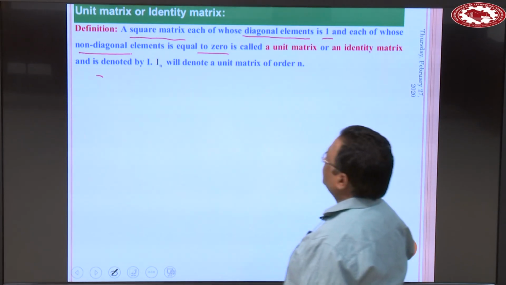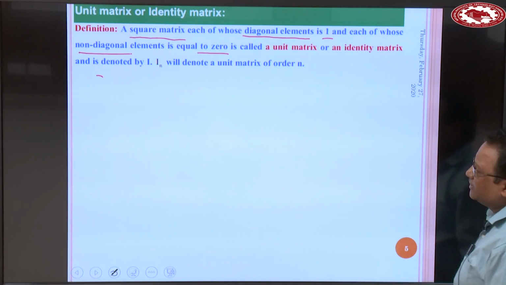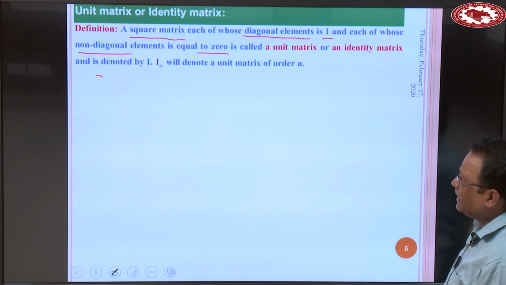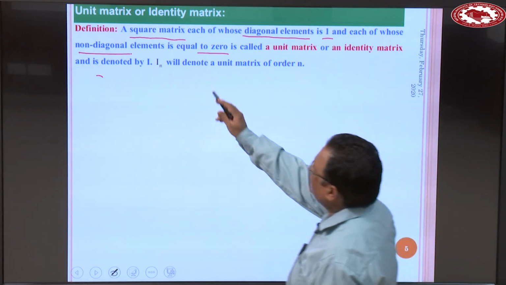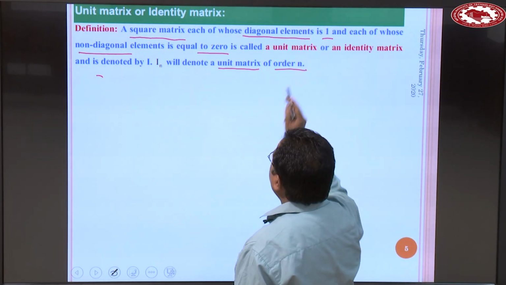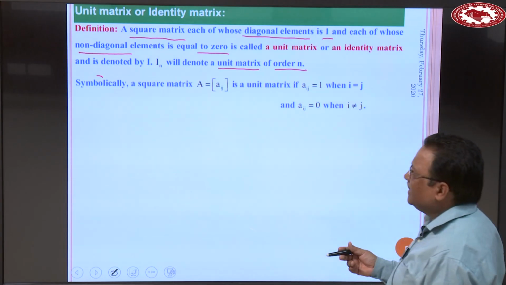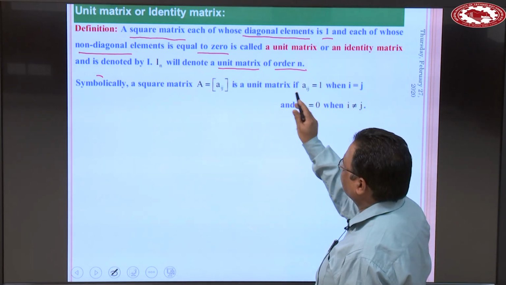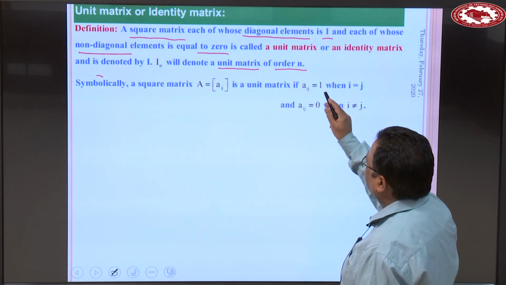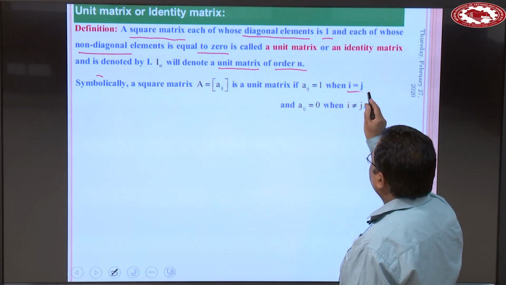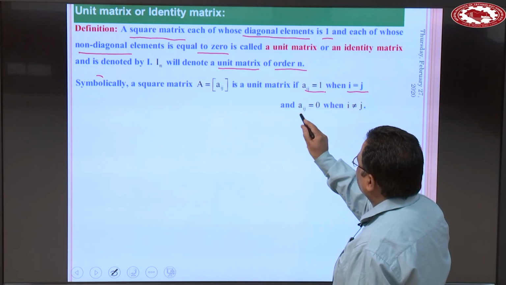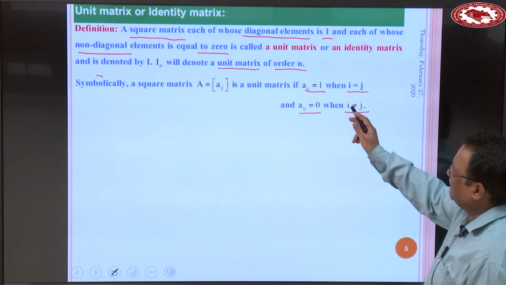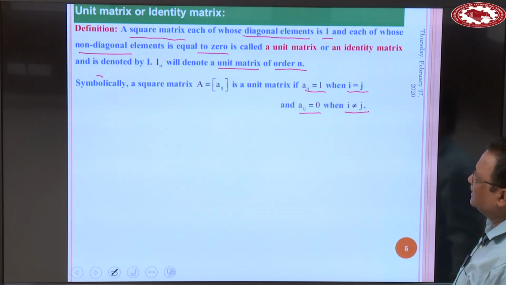Such a matrix is called a unit matrix or an identity matrix and is denoted by capital I. So, In will denote the unit matrix of order n. Symbolically, a square matrix A equal to Aij is a unit matrix if Aij is equal to 1 when i is equal to j, and equal to 0 when i is not equal to j, meaning non-diagonal elements are 0 and diagonal elements are 1.